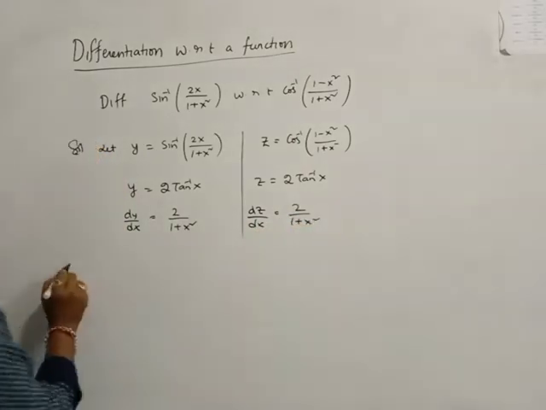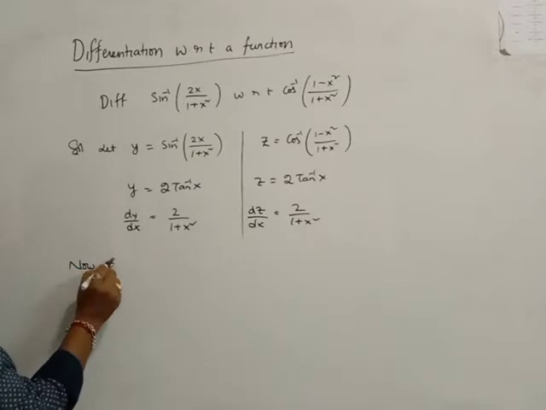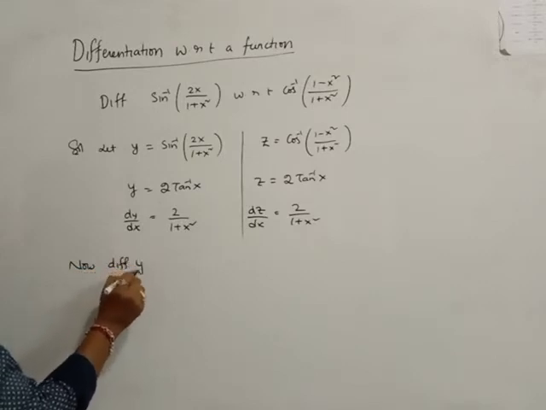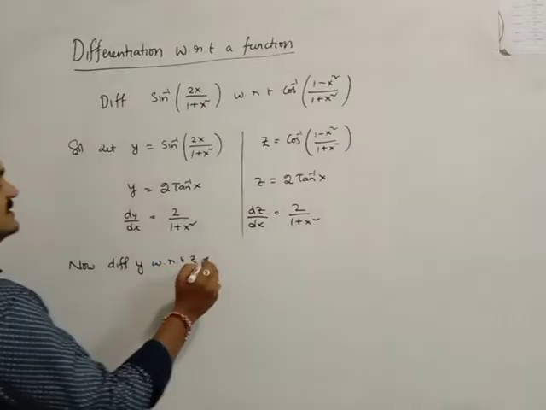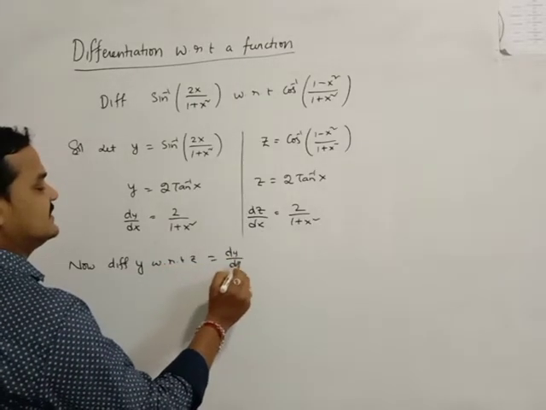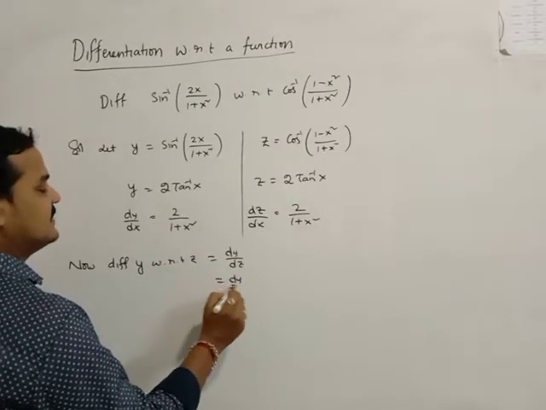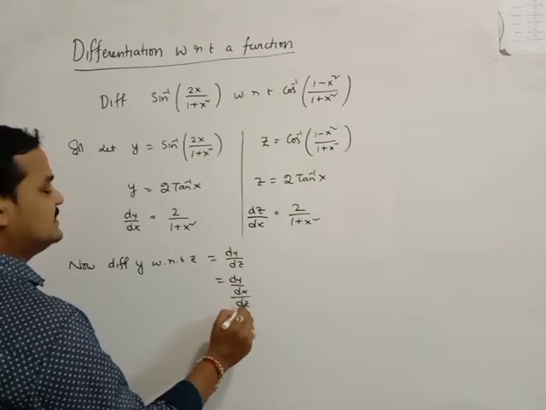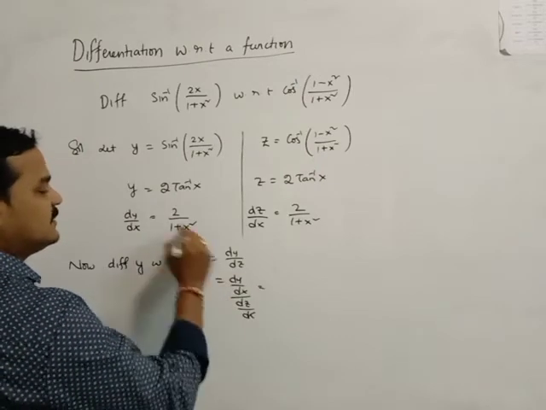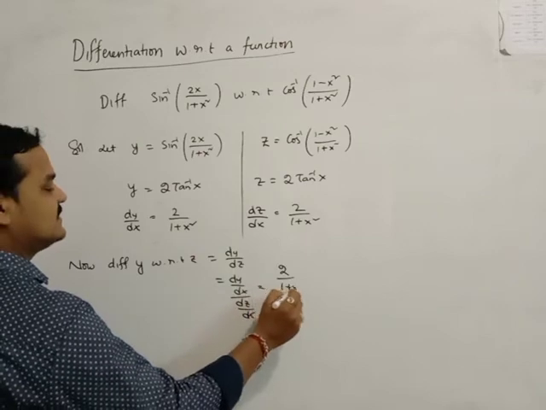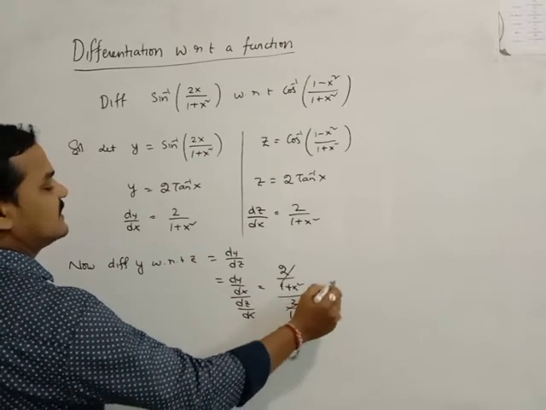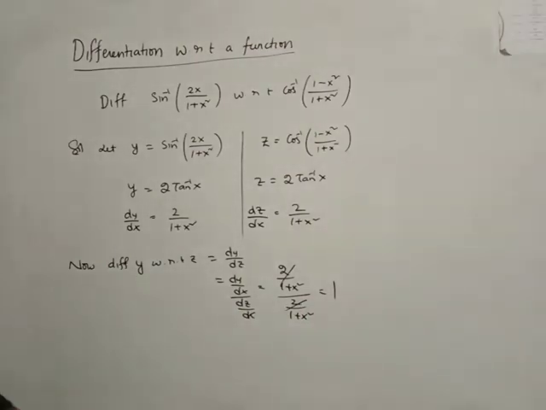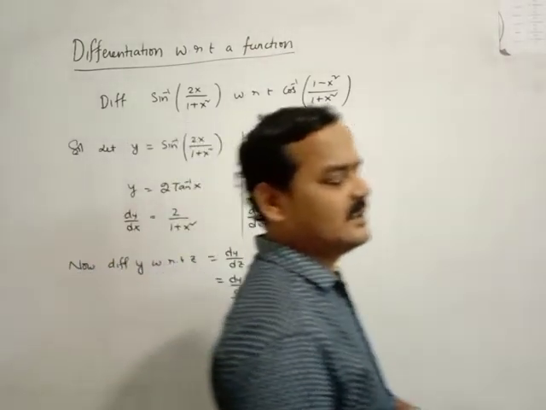Now I need the differentiation of y with respect to z, dy by dz. It can be written as dy by dx divided by dz by dx. dy by dx is 2 by 1 plus x square and dz by dx is 2 by 1 plus x square. Both cancel. Nothing to think about. A very easy question, and it comes for 3 marks or 4 marks.